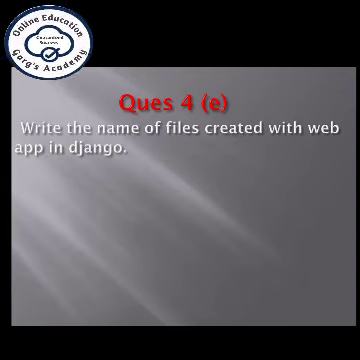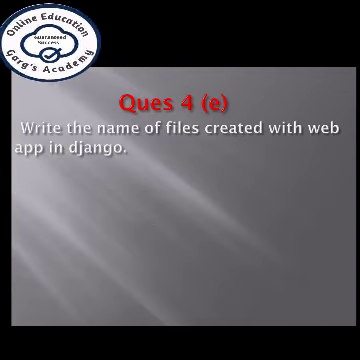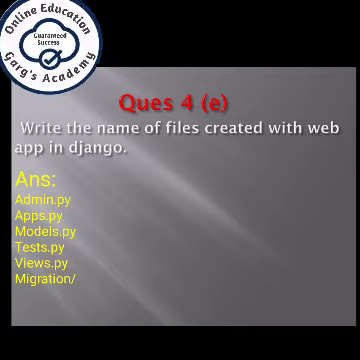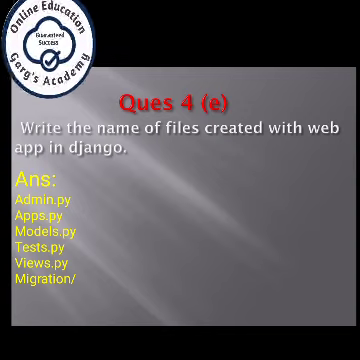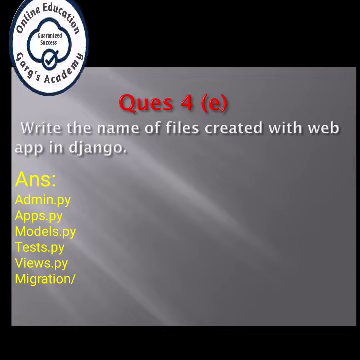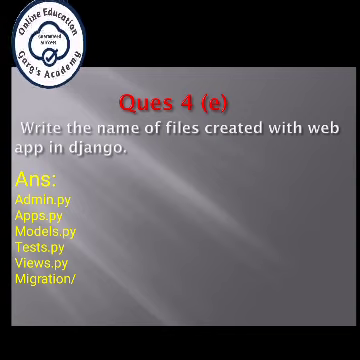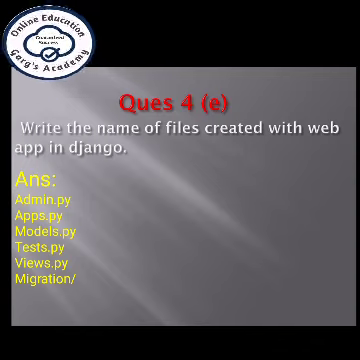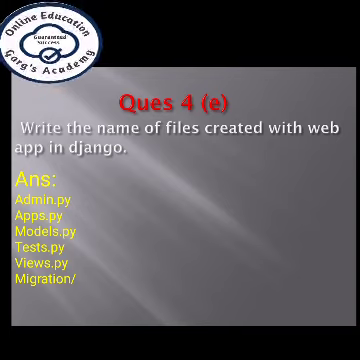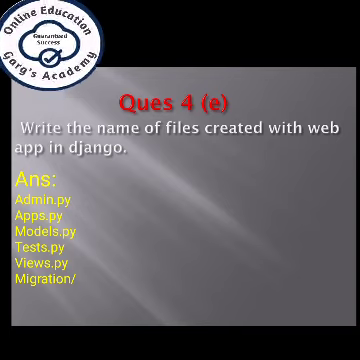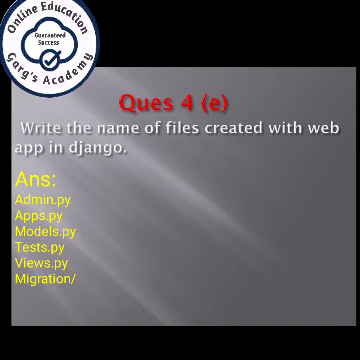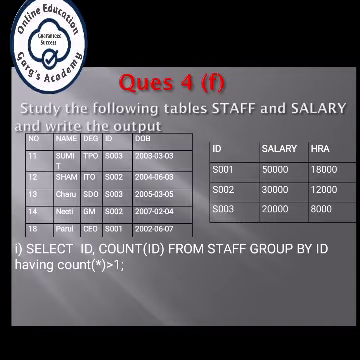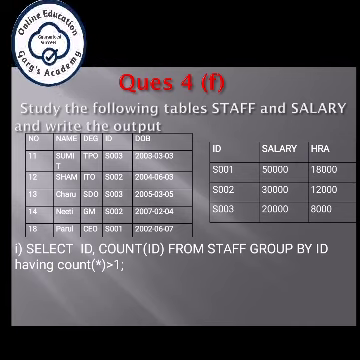Next question. Write the names of files created with a web app in Django. So students, in Django, whenever you create an app, 6 files will automatically be created, and the names are admin.py, apps.py, models.py, tests.py, views.py, and there will be one folder named migrations. Next question. Study the following tables, staff and salary, and write the output.